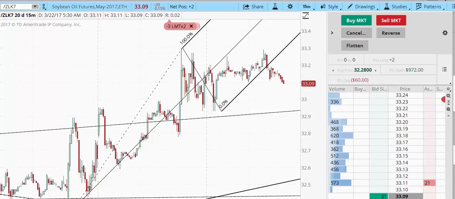This is Ron Janish, and it is 5:35 in the morning, which means the New York market is going to open in about an hour. Today is March 22nd.